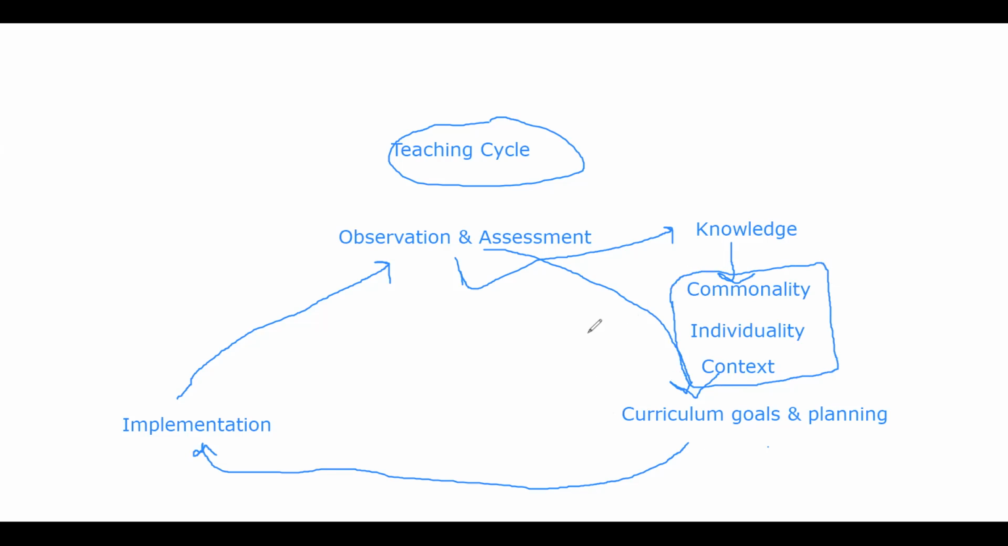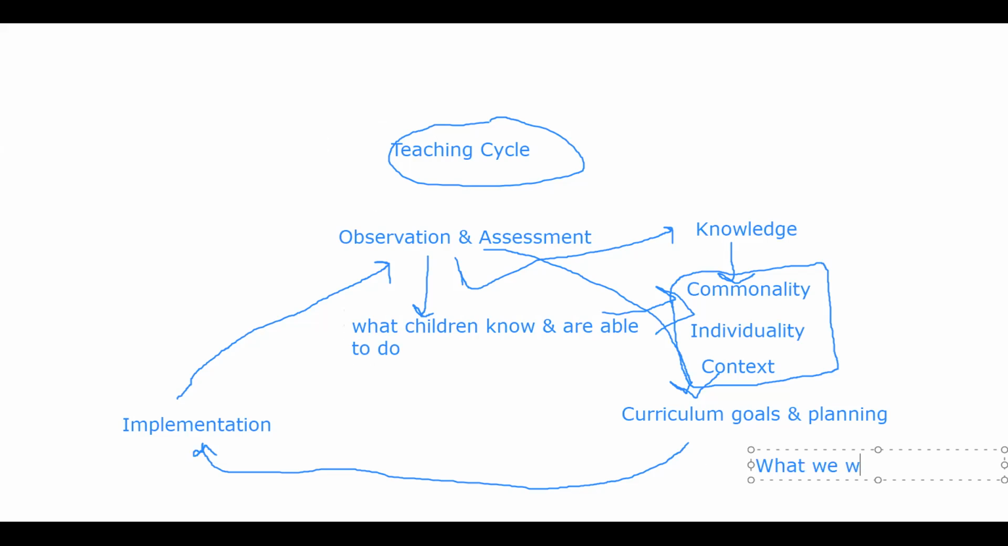Then if we move to the next section of our teaching cycle and curriculum goals and planning, we can continue to think about, so observation and assessment is giving us this information around what children know and are able to do, right? And again, we think about that within the context of commonality, individuality, and context, right? Now, under curriculum goals and planning, we're thinking about what it is that we want children to know and be able to do.